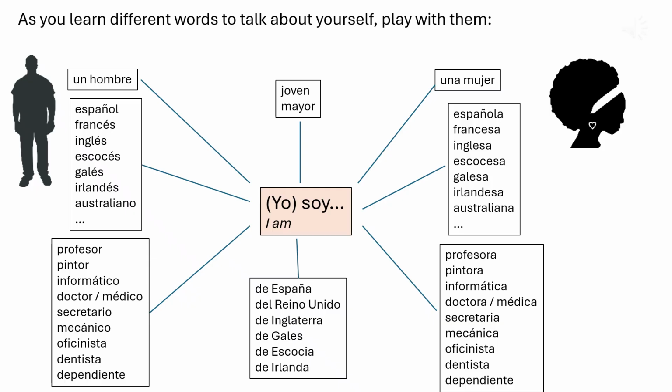We start with yo soy, and then you can add things on the left if you're a man. Soy un hombre, soy español, soy francés, soy inglés. Down in the bottom left corner, soy profesor, soy pintor. At the bottom, in the middle, soy de España, soy del Reino Unido, and so on.